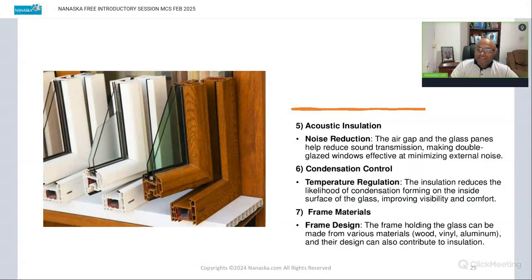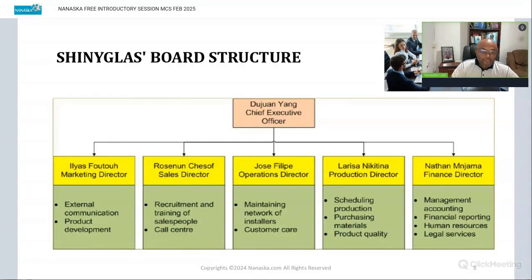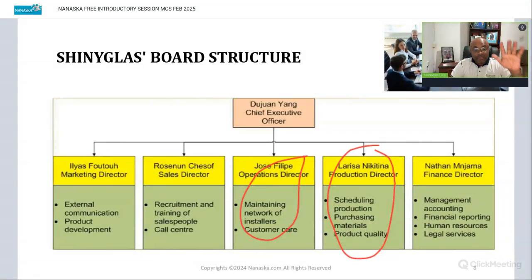So what kind of a business are we? We do the doors and windows. We manufacture them. We have a factory in our country where we manufacture these doors and windows. That is why we have a production director on the board. We have an operations director who will take care of the customers, because we do a lot of installations. We manufacture the doors and windows, and we take them to the houses, and we fix them. Installation is a critical factor as well.